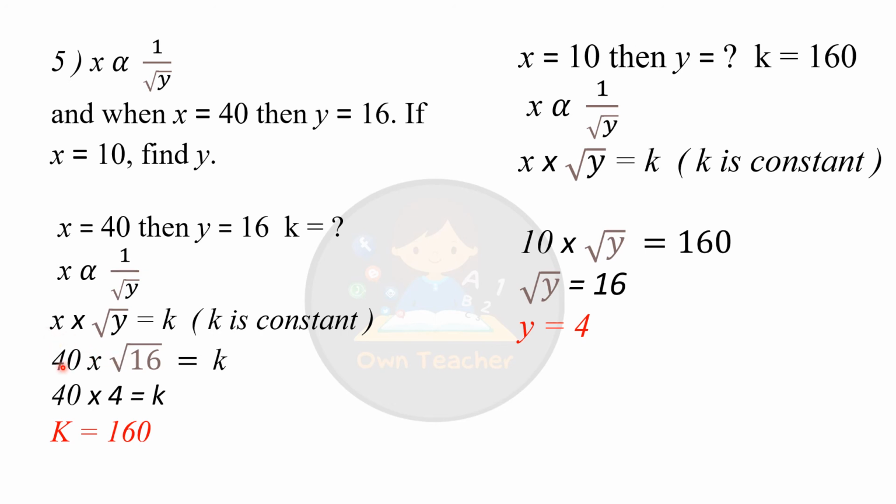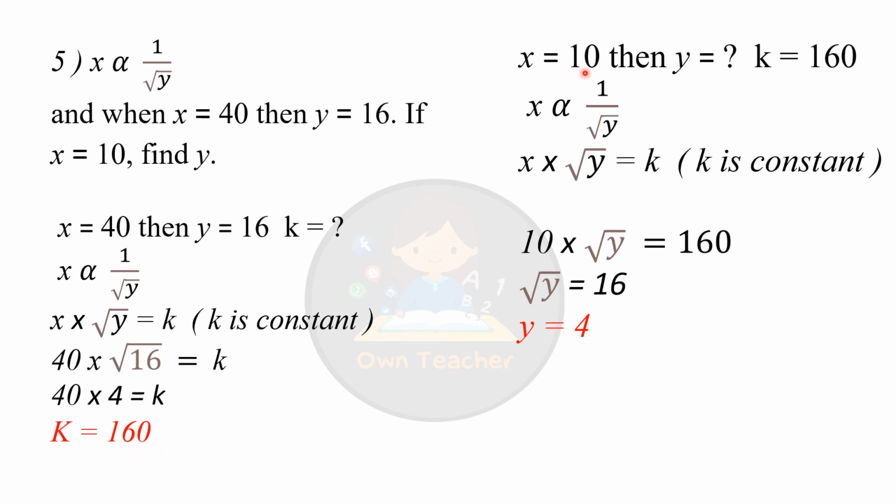Value of x is 40 and value of y is 16. So we will put 40 into square root 16 is equal to k. 40 into 4 is equal to k. We know the square root of 16 is 4, so we will write here 4. After multiplying, we get the value of k, that is 160.